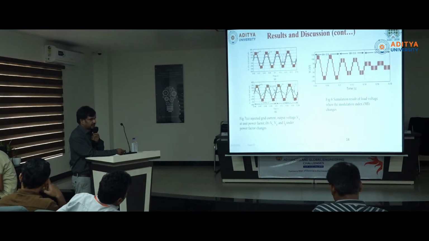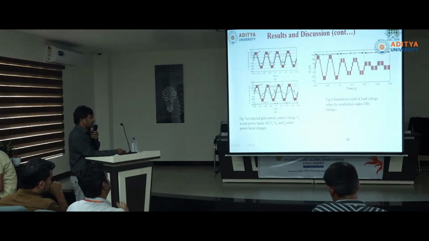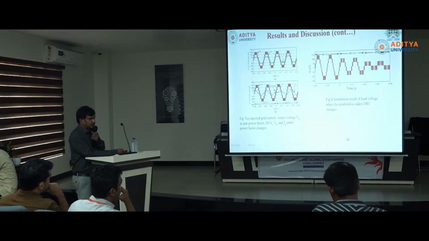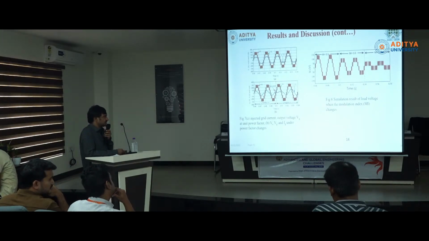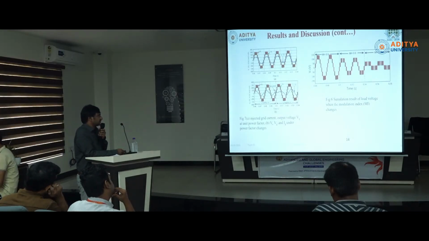Let me go to figure 6. Mainly the modulation index is the main factor in the output voltage. When it is 0.9 we get the maximum voltage. The modulation index is the ratio of the reference voltage to the carrier wave, so the output voltage is always proportional to the modulation index. And figure 7 shows the different waveforms for the voltages and currents.